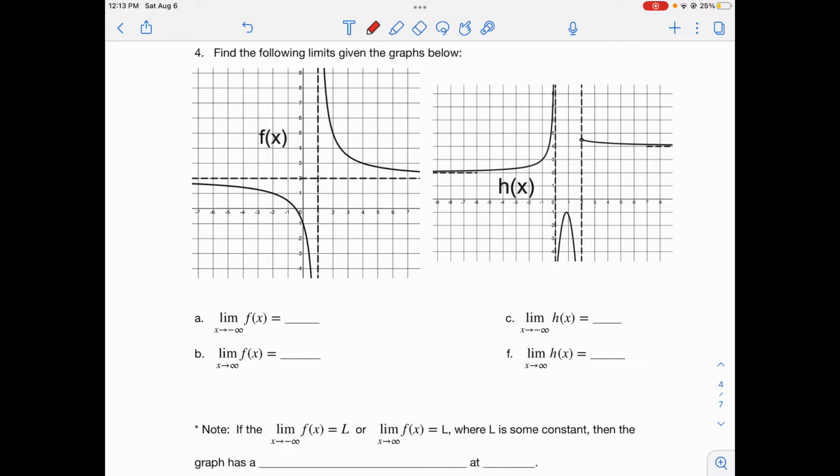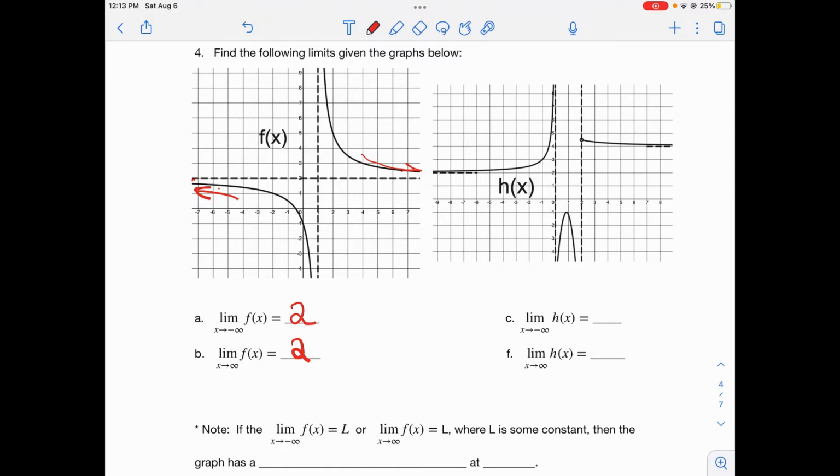So for A here, I'm finding the limit as x approaches negative infinity. So my x is getting smaller and smaller, so I'm going in this direction. And I notice that my graph is getting closer and closer to this horizontal asymptote at 2. So that means my limit as x approaches negative infinity of f of x has to be 2. Here on the right-hand side, to do part B, the limit as x approaches infinity, I notice that my graph is also approaching the horizontal asymptote of 2. So that means that answer is 2.